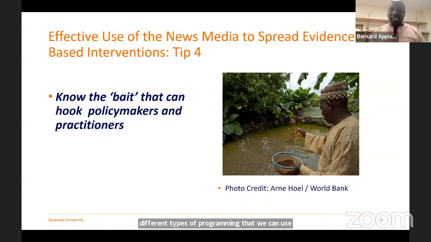So there are different types of programming that we can use to catch the attention of policymakers. You see, sometimes policymakers could be very, very, excuse my word, stubborn. They may see something, they may hear something, but they may not pay much attention. As those things get into the mass media and the masses begin to talk about it, it will now catch their attention. So once you know what type of bait you could use to catch them, then you can be very, very effective.